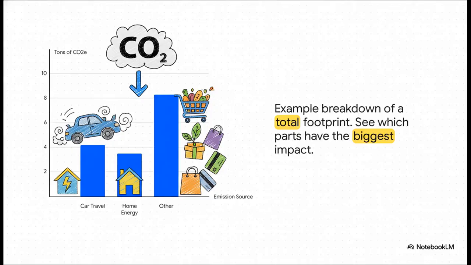And once you apply those converters, boom, the picture becomes crystal clear. Your 10,000 miles of driving? That might equal about 4.2 tons of CO2e. Your home electricity? Maybe another 3.5 tons. Then you add in everything else, your food, your clothes, all of it, and you get your grand total. You can see exactly which parts of your life are leaving the biggest shadow.